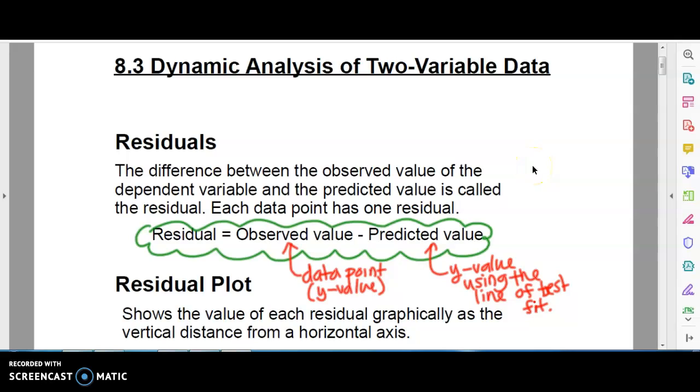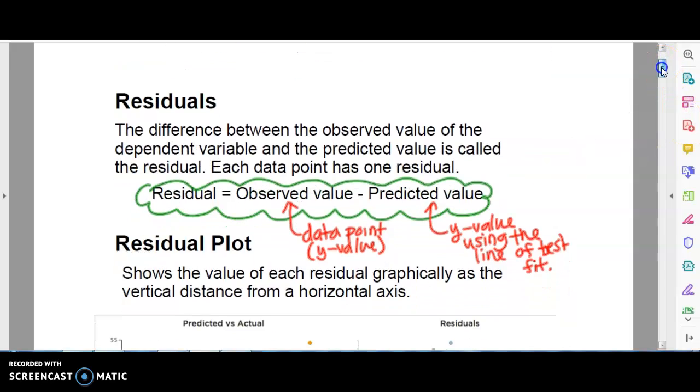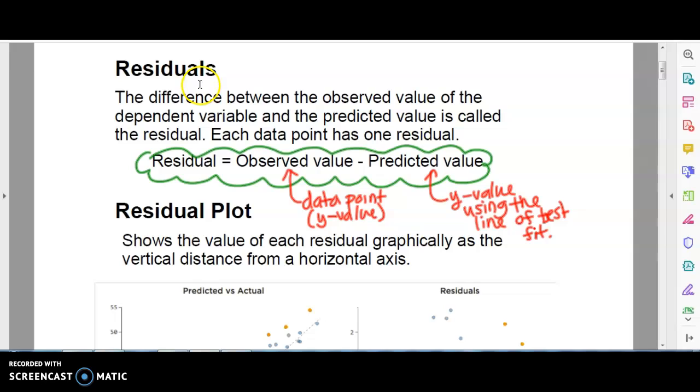Okay, so moving on with our next lesson here, 8.3, dynamic analysis of two variable data. We're going to be looking at residuals today, and we can see the definition for residuals right here. Basically, residuals are the difference between the observed value of the dependent variable and the predicted value. That's what we refer to as the residual. Each data point has one residual.